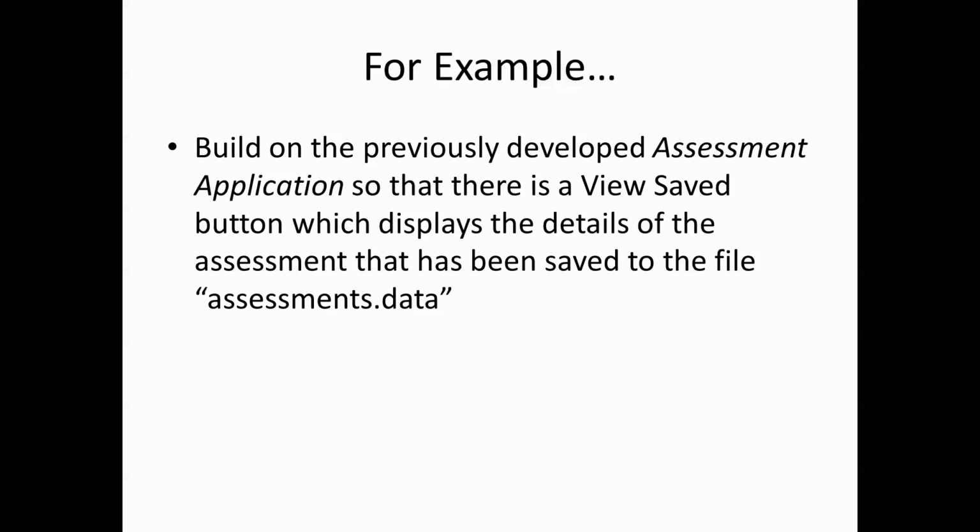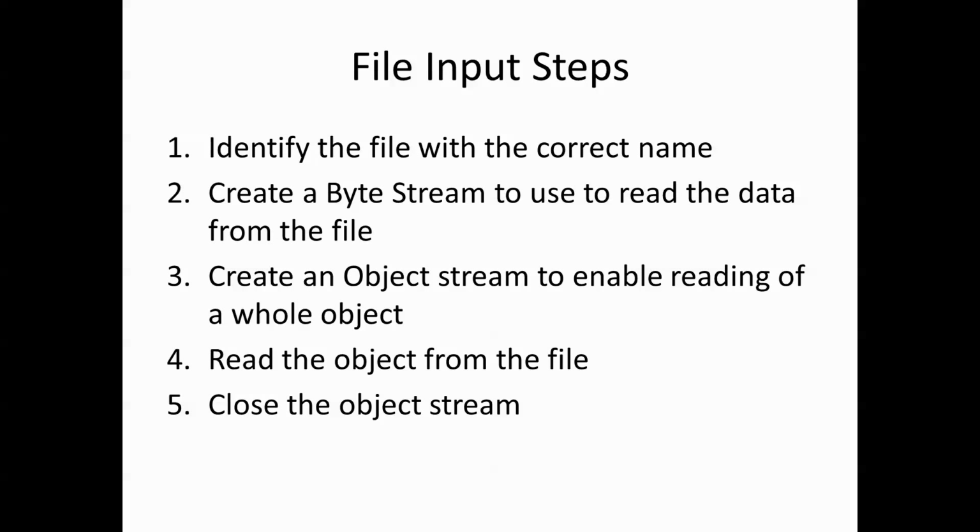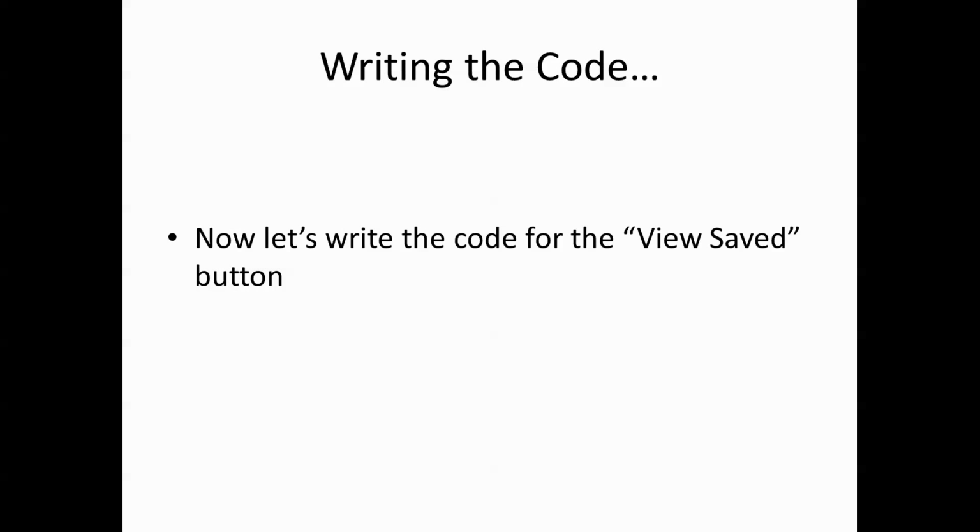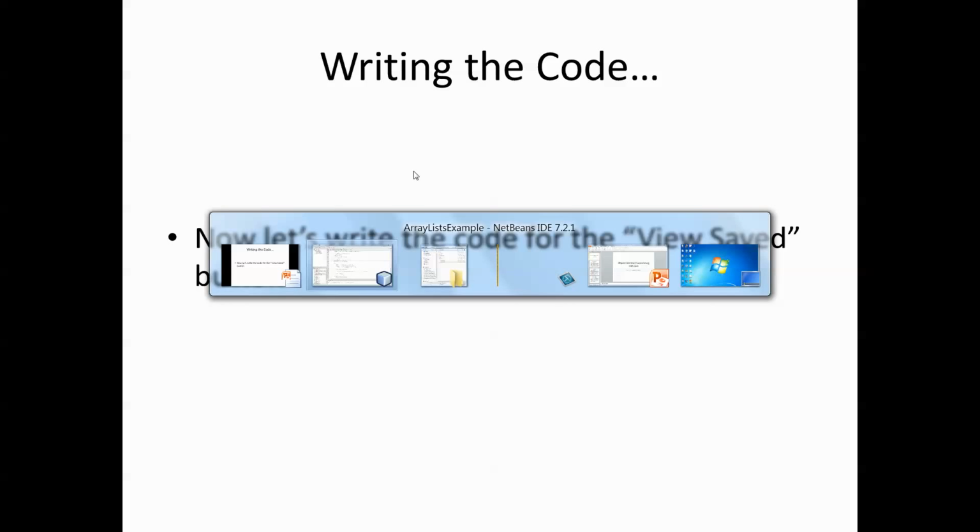So building on that previous example, let's add the View Saved button, which displays the details of the assessment that has been saved to the file assessments.data. Again, there are a number of steps we need to follow. We need to identify the file with the correct name, create a byte stream to read the data from the file, create an object stream to enable reading of a whole object, read the object from the file, and close the stream. So now let's write the code for the View Saved button.